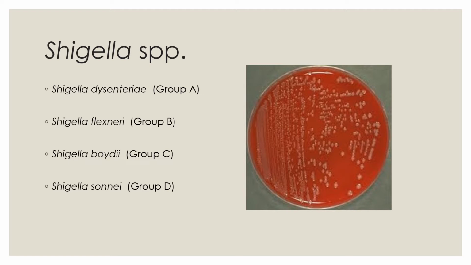It's not seen in this country too often, but this is known as Group A Shigella. We've got Shigella flexneri, which is known as Group B Shigella, Shigella boydii, which is Group C Shigella, and then the most common Shigella seen in the United States is Shigella sonnei, which is known as Group D Shigella.